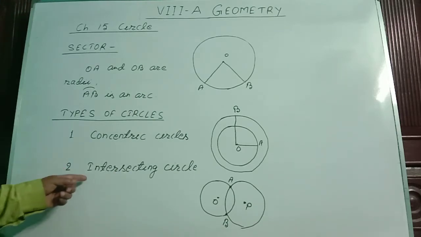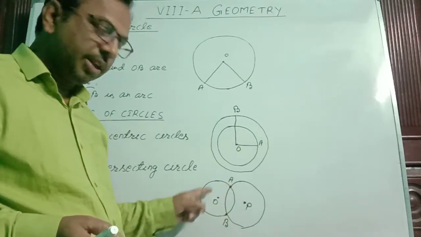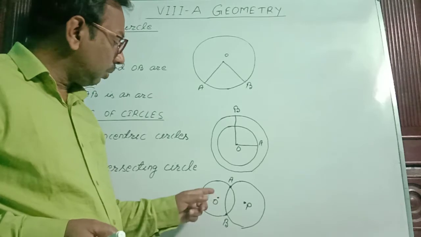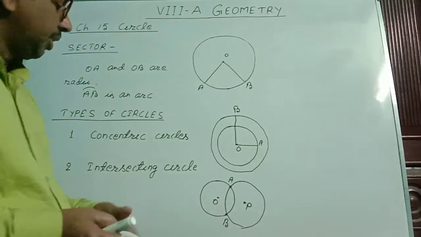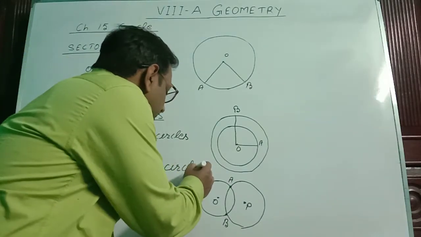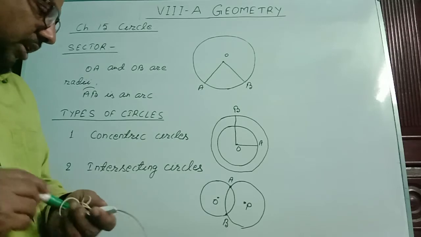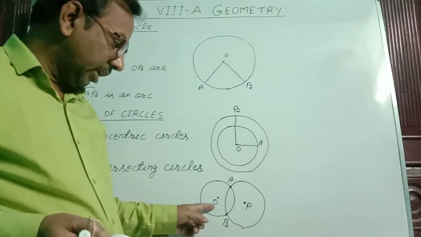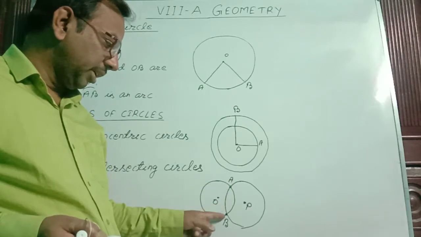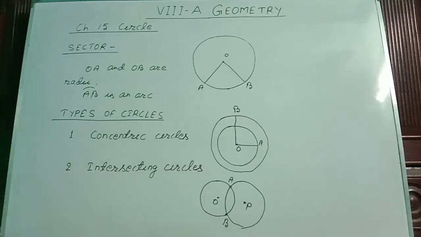The second type of circle is intersecting circles. When two circles intersect each other at two distinct points, then those circles are called intersecting circles. Here again, it will be in plural form, not circle, circles. In this figure you are seeing two circles having centers O and B, and these two circles are intersecting each other at two distinct points. Those points are A and B. Therefore these two circles are intersecting circles.